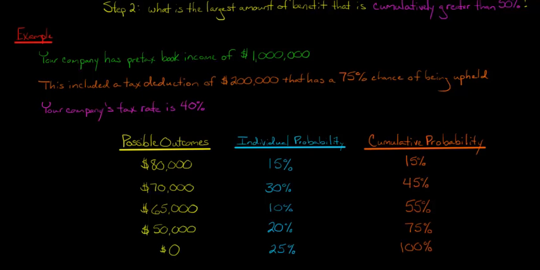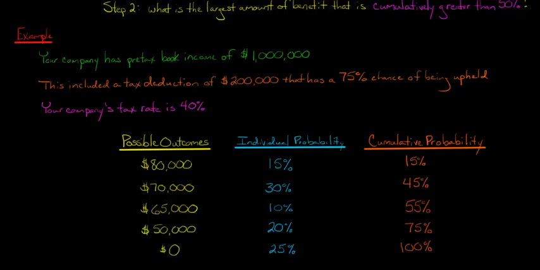Now, for the cumulative probability for the 65,000, again, we don't want just the 10%. That's the individual probability of us getting $65,000 worth of tax benefits. We want the 10% plus all the probabilities that come above it, okay? So if we add 15 plus 30 plus 10, that gives us 55%, okay?